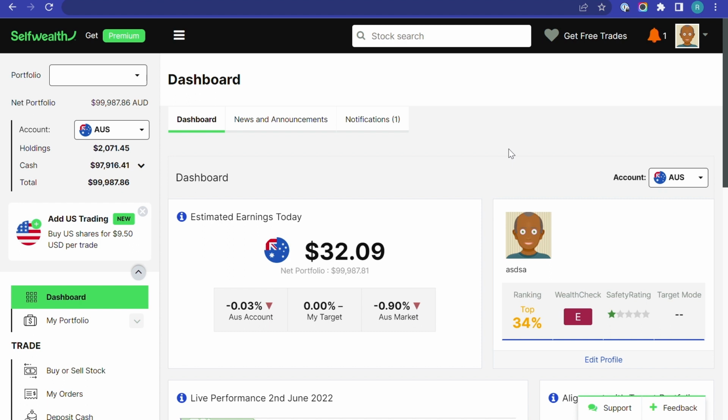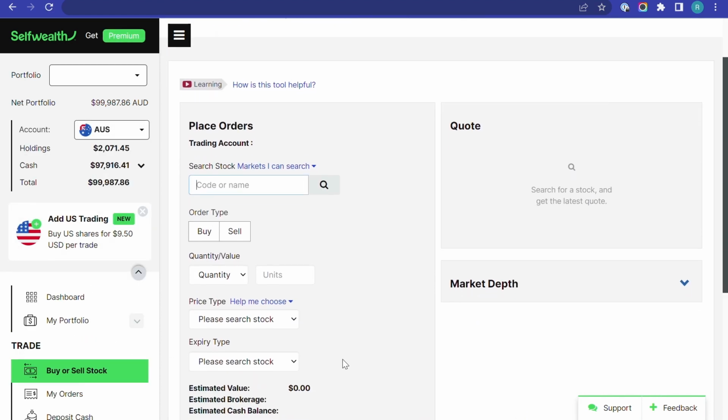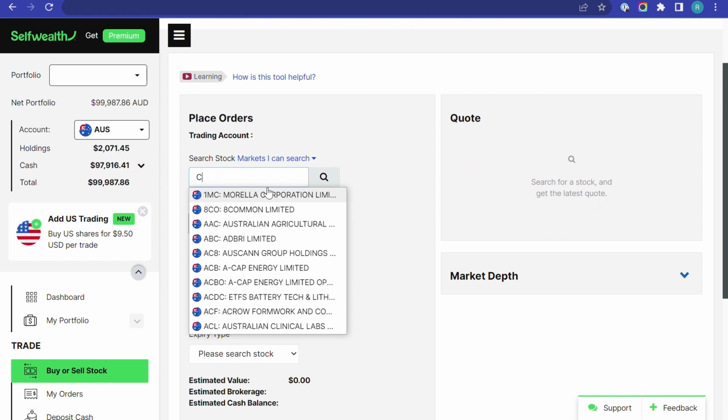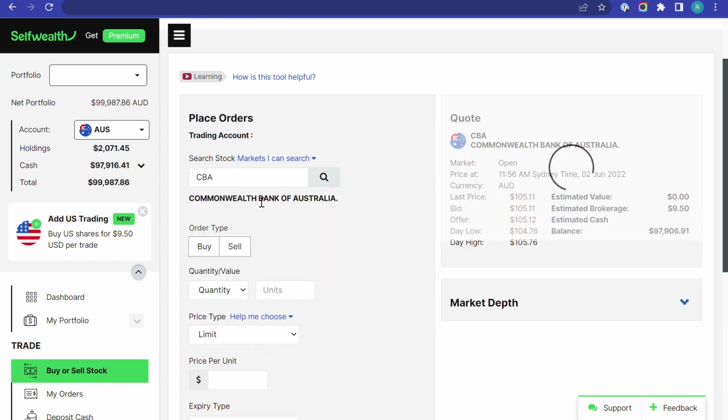In this video, we're going to look at how to buy and sell shares using the Selfwealth platform. When you log in, on the left panel, click on Buy or Sell Stock and you'll be taken to the order screen. Next, search for the stock that you'd like to buy or sell. In this example, if you'd like to buy in Commonwealth Bank of Australia, either type in CBA with the stock ticker or type in Commonwealth Bank and click on the stock code.